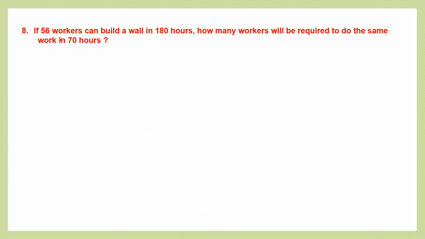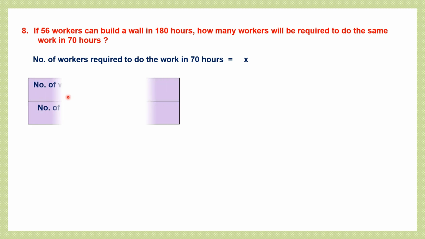Question 8. If 56 workers can build a wall in 180 hours, how many workers will be required to do the same work in 70 hours? So how many workers are needed? Let's say the number of workers required to do the work in 70 hours, we'll consider that to be x. Now let's get our table. So here first we have number of workers and number of hours. So let's write number of workers.